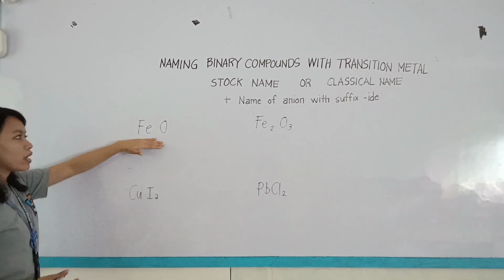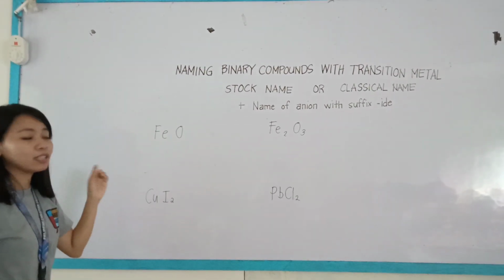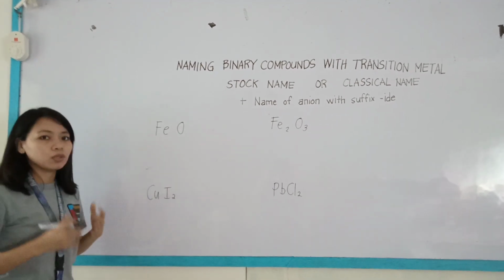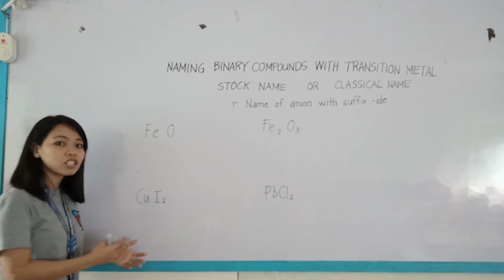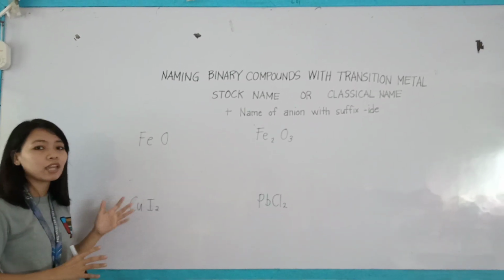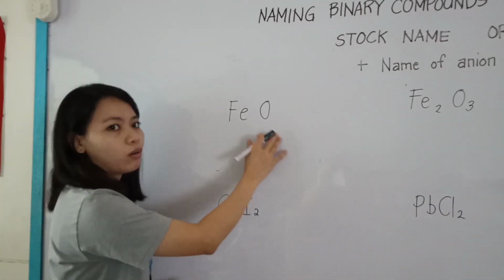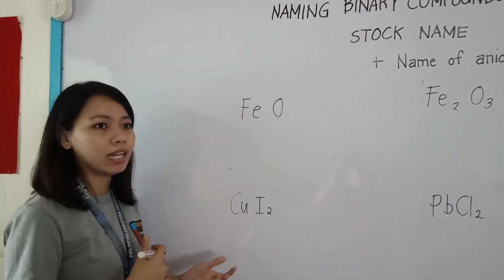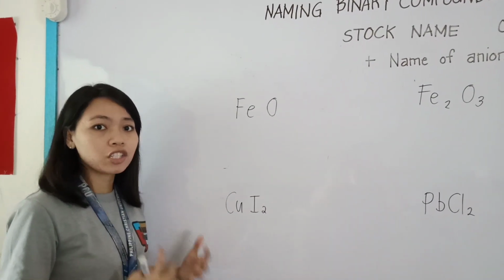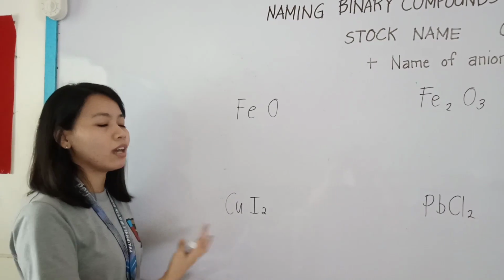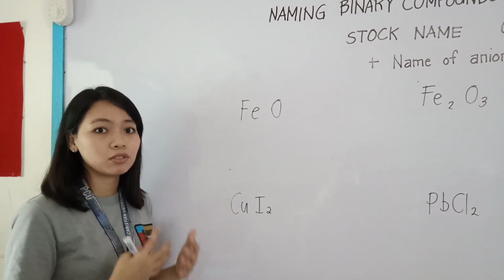So for example, we have FeO. So ngayon, papangalanan natin kung ano ba itong compound na to. So syempre, kailangan pa rin po natin i-consider dito yung charge numbers of each ion na meron tayo sa isang compound. For example, we have FeO. So ngayon, kailangan natin siyang pangalanan. Alright, so to name this compound, we have to consider once again the charge number. So sa transition metals, kailangan yung tignan sa periodic table of elements yung charges niya.